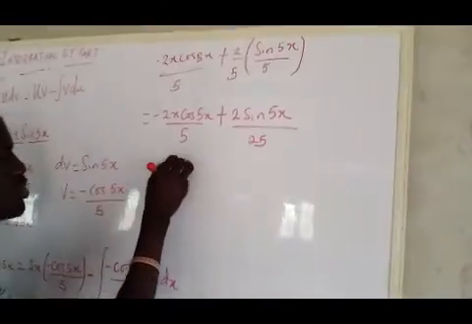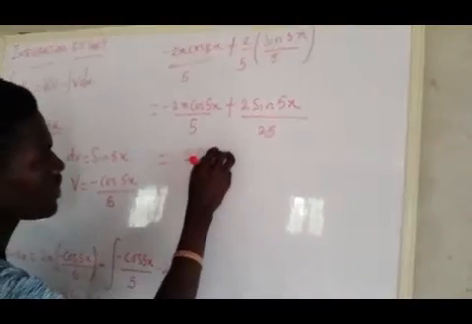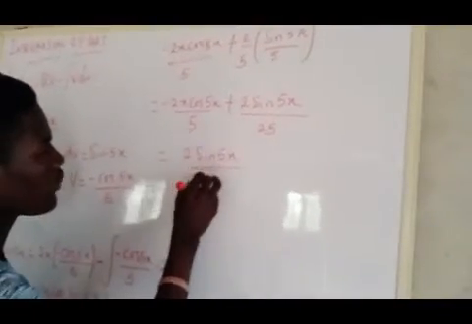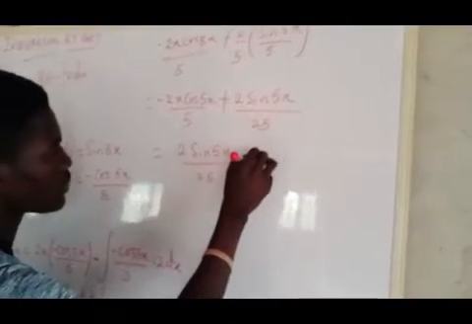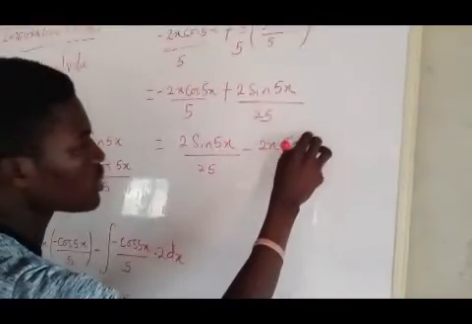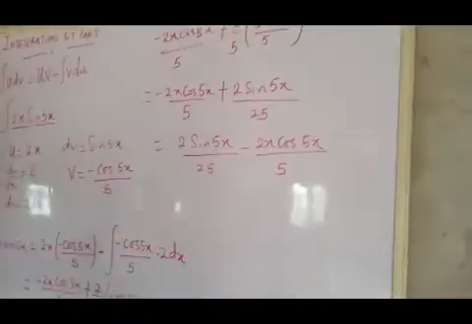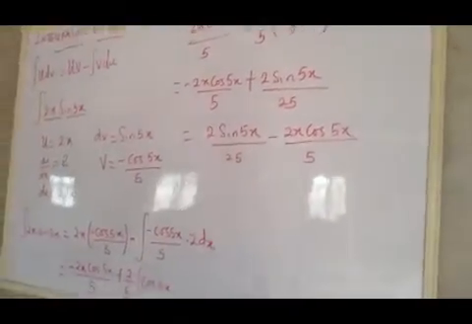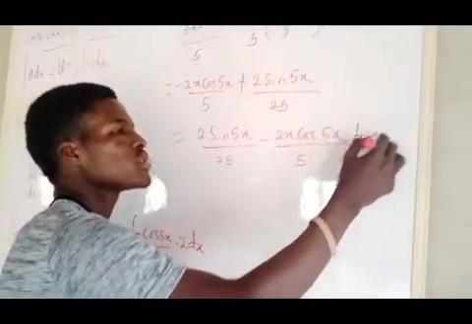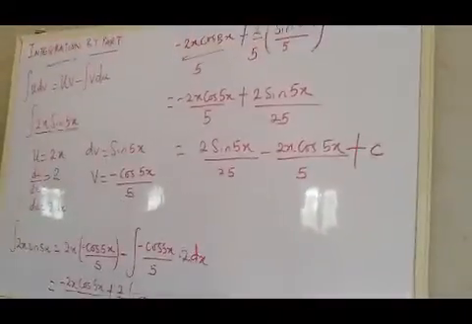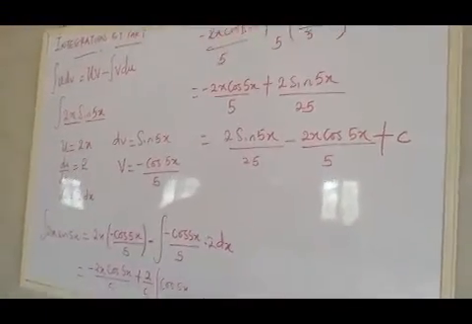Then you can rearrange it to be 2 sine 5x over 25 minus 2x cos 5x over 5. So this will be your final answer. Then plus c. Don't forget plus c. So this will be your final answer for this integration by parts.